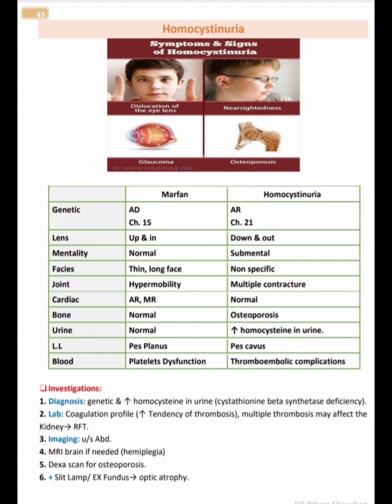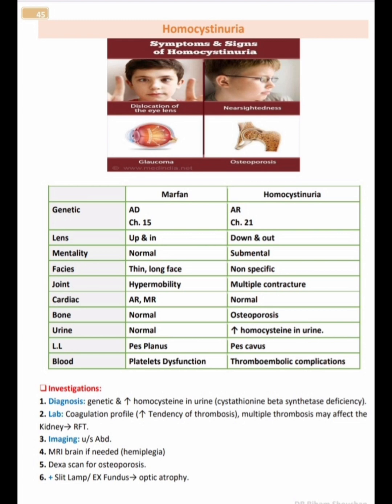Now I am telling the traits of Marfan and homocystinuria. Marfan syndrome is an autosomal dominant condition, chromosome 15 is involved, whereas homocystinuria is an autosomal recessive condition and chromosome number 21. Number 2, Marfan lens is upward and inward and homocystinuria is downward and outward. Mentality in Marfan syndrome is normal, whereas homocystinuria is subnormal. Marfan syndrome face is thin, long face, whereas homocystinuria is non-specific. Joint of Marfan syndrome is hypermobility, and in homocystinuria there are multiple contractures.